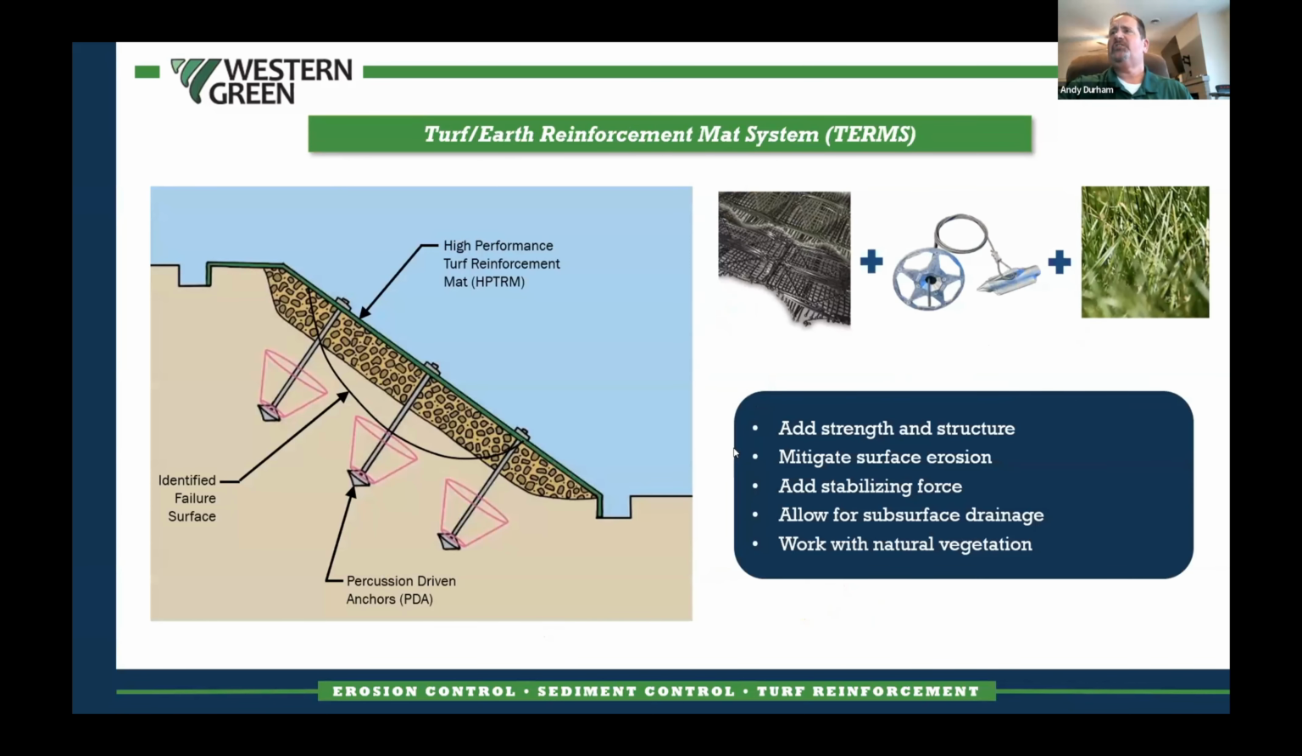But at Western Green, we have a product or a system. We call it the Turf Earth Reinforcement Mat System. And what it consists of is our high performance turf reinforcement mat coupled with our percussion driven anchors. And if we can determine where that failure surface is, whether it's a sliding failure or rotational failure, and we can feasibly get our percussion driven anchors beyond that failure plane, then we can actually mitigate against slope instability. And then we're solving a problem beyond just soil erosion.